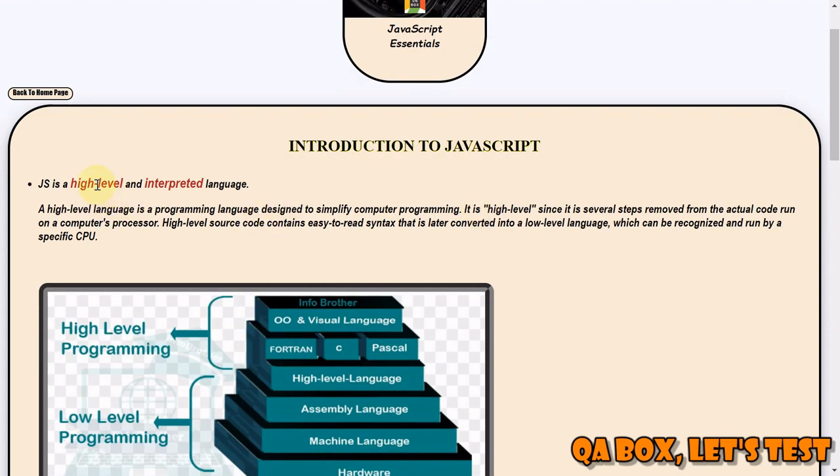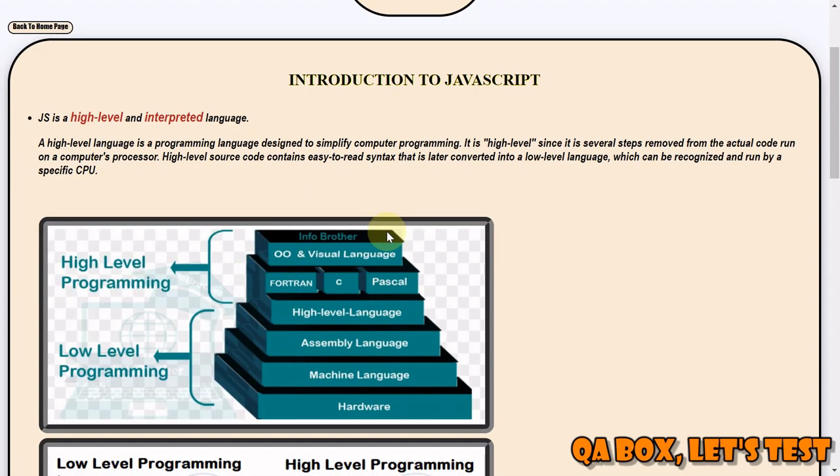So JavaScript is a high-level language and an interpreted language. So what do we mean by high-level and interpreted language? So anything that we do on computer is actually translated into its binary form, means 0 and 1, because our computer understands only these two things, 0 and 1.